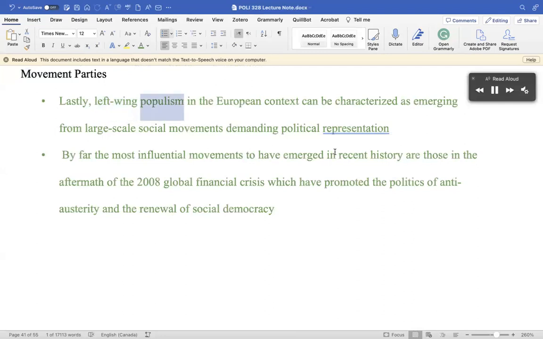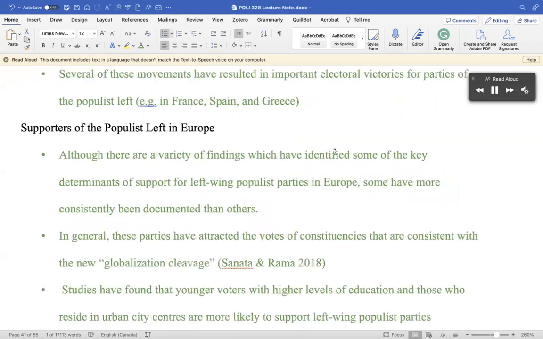Lastly, left-wing populism in the European context can be characterized as emerging from large-scale social movements demanding political representation. By far the most influential movements to have emerged in recent history are those in the aftermath of the 2008 global financial crisis, which have promoted the politics of anti-austerity and the renewal of social democracy. Several of these movements have resulted in important electoral victories for parties of the populist left, e.g. in France, Spain, and Greece.